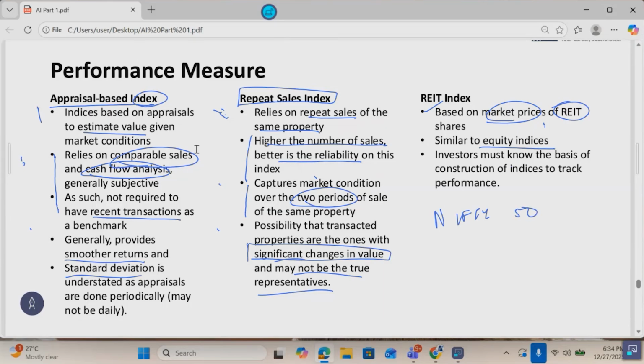You also have something called a REIT index. The Nifty is the top 50 shares. This is the top REIT shares which are in the market. Clear? So similar to that, it's completely identical. Here you have to know which index and what its construction is, to know how to track the performance. So these are the various ways of measuring the performance of the real estate market and the investment: appraisal based, repeat sales, and the REIT index. Any questions?